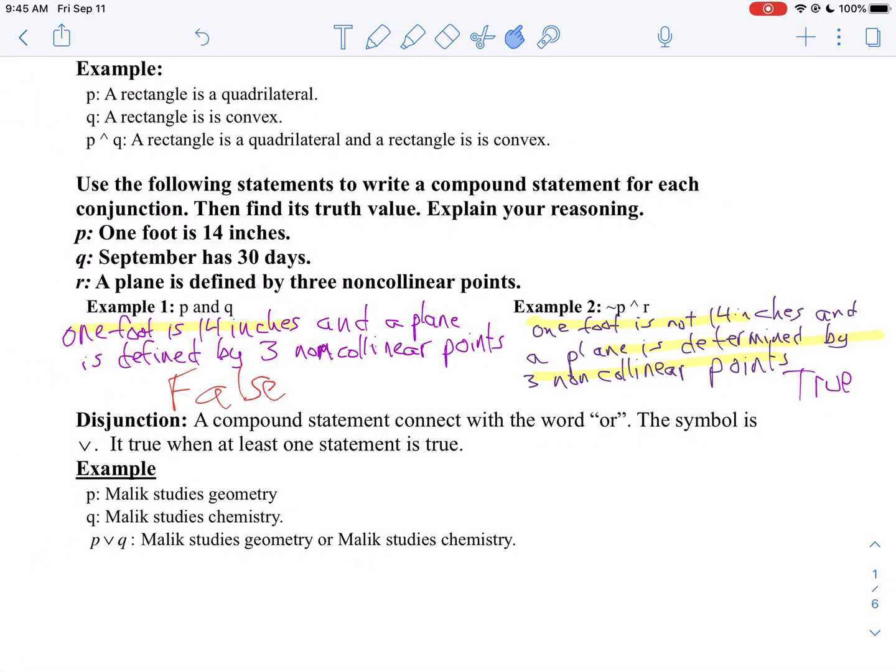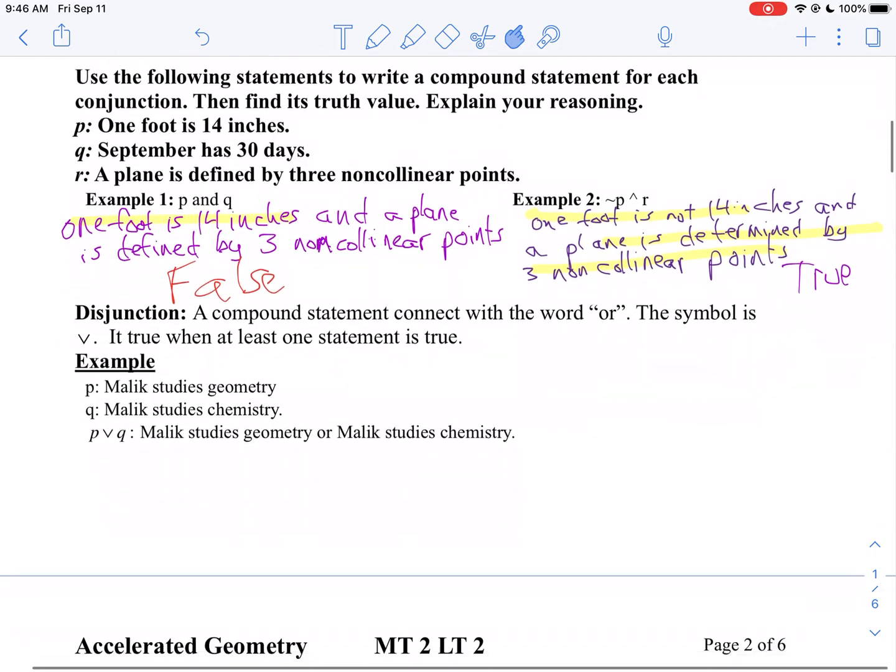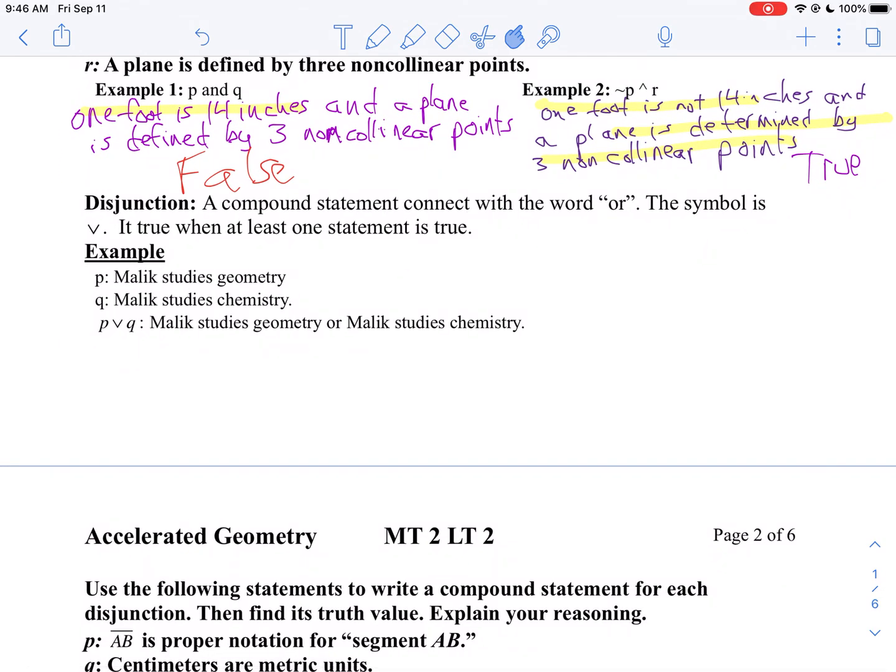Now, disjunction looks like an upside down capital V, and we use the word or with that one. It is true when at least one statement is true. So if you're doing a compound statement with the word or, if the first part is true or the second part is true, if either one is true, that makes the whole statement true. In other words, unlike and, with or, it's going to be false only if both parts are false.